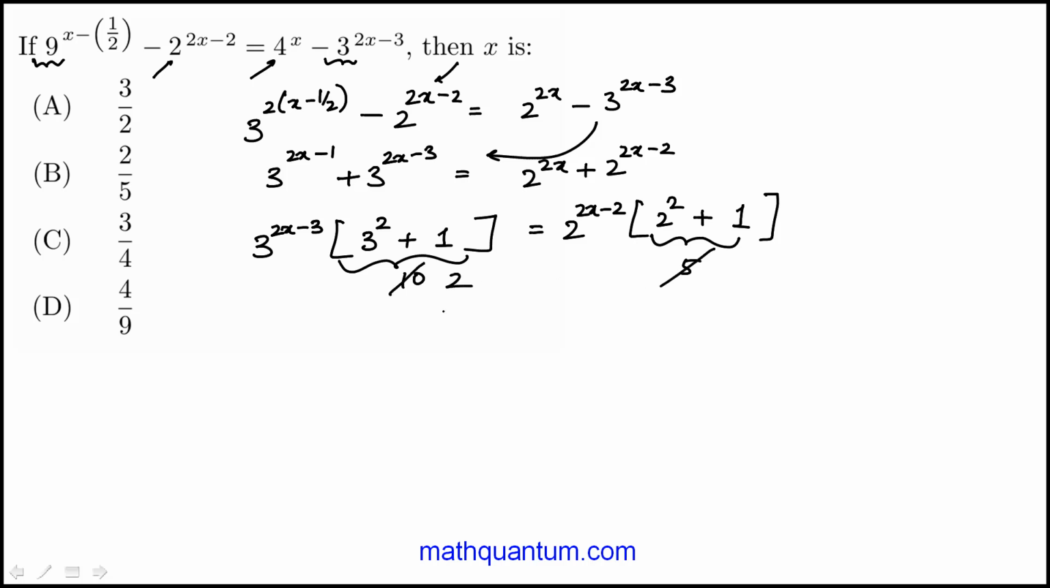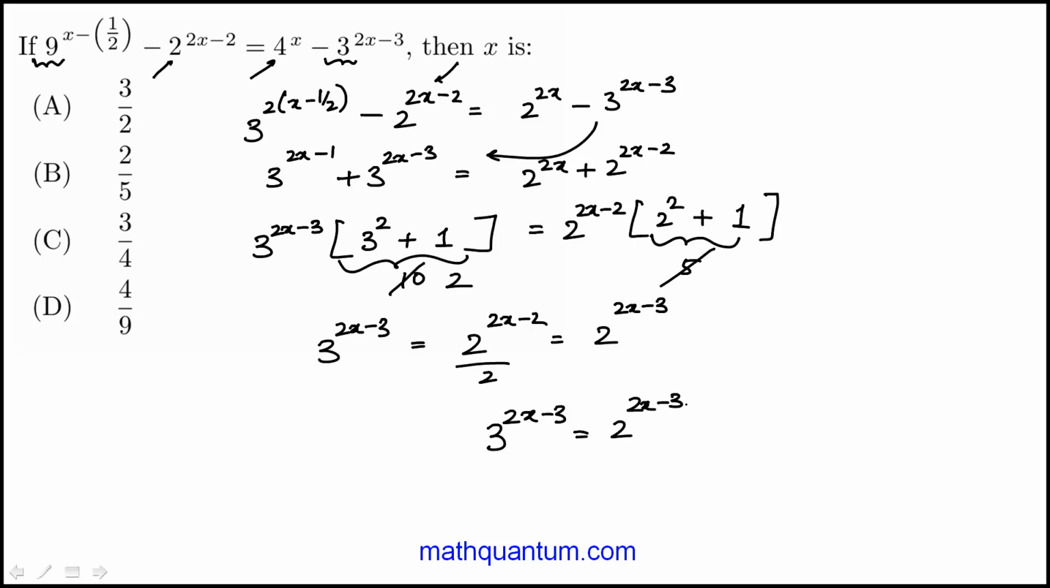That knocks out, and I get 3 to the power of 2x minus 3. And then this would be divided by 2, which becomes 2 to the power of 2x minus 3. So if I summarize this, all this manipulation leads you here.